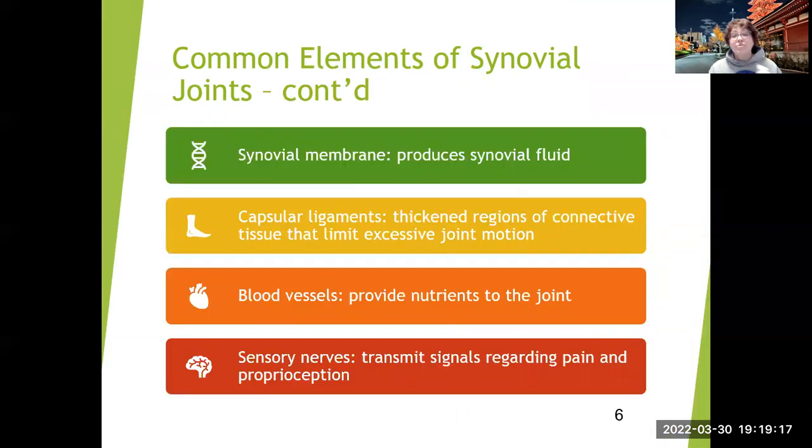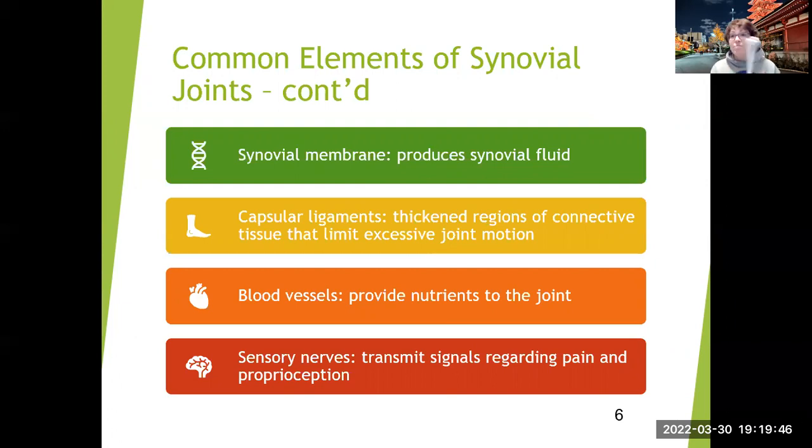So that was 3 common elements of synovial joints. These are the other 4. The synovial membrane, which lines the capsule, produces synovial fluid. So that's where the fluid comes from. Capsular ligaments are thickened regions of connective tissue that limit excessive joint motion. We're going to talk about connective tissue in more detail, but you can think about ligaments as being like the strapping tape of the body.